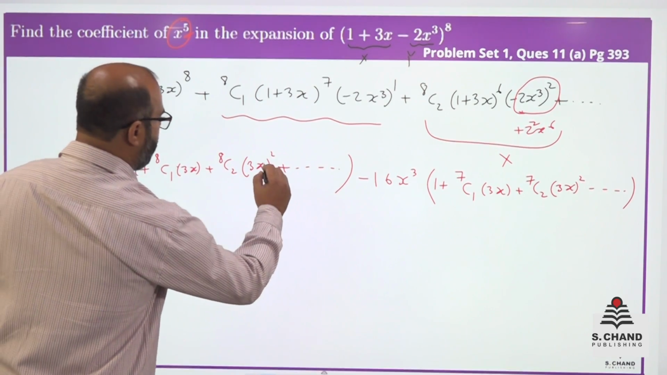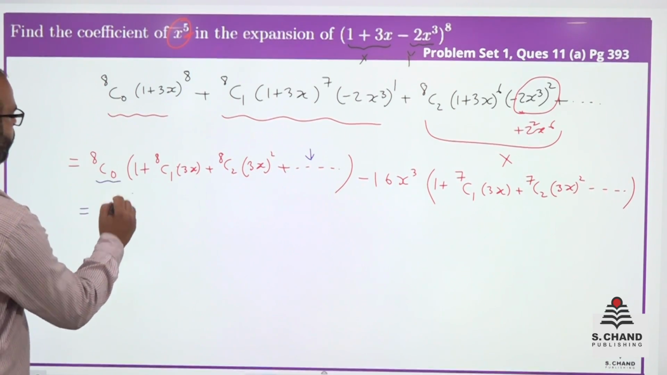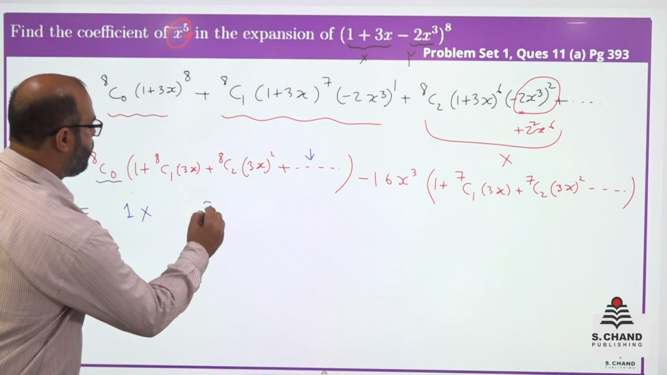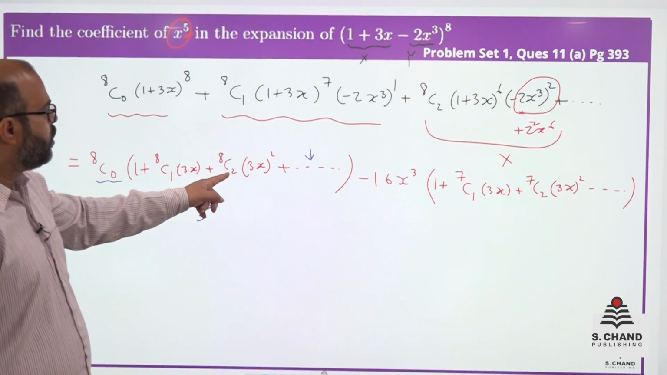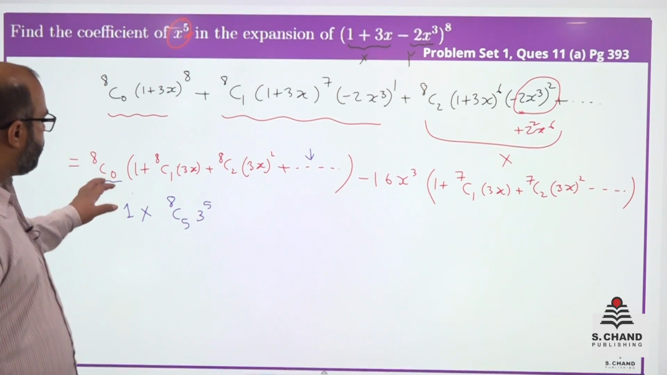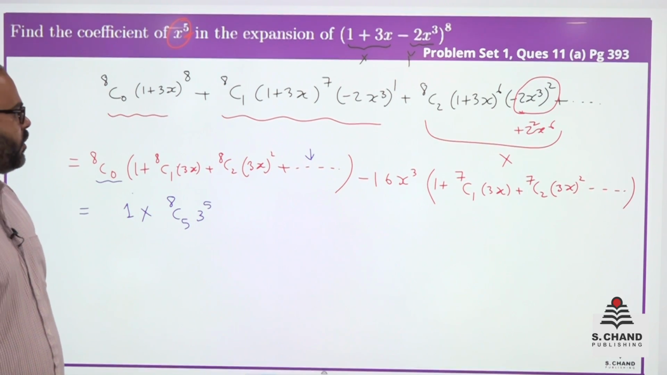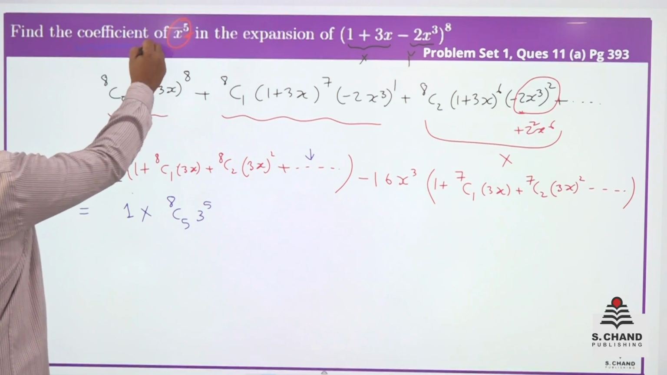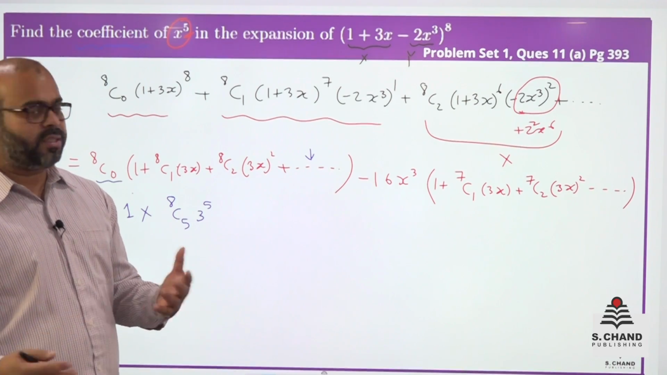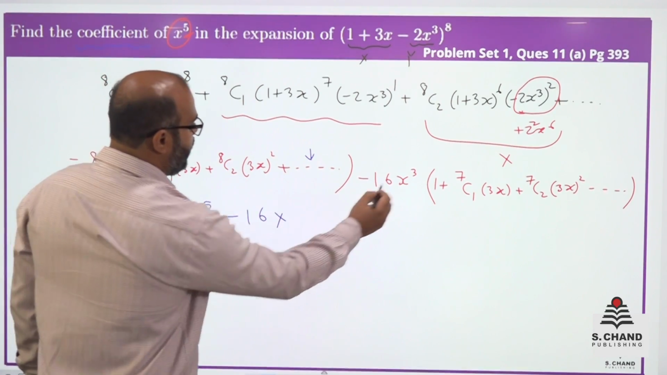So x to the power 5 will come somewhere here, and the term will be, initially it is 8C0 which is 1, and here x to the power 5 will be multiplied with 3 to the power 5, and 8C5 will be the binomial coefficient. So from this particular term, 8C5 into 3 to the power 5 is actually the coefficient of x to the power 5. It is not the binomial coefficient but the coefficient, that means including any other constant also, not only NC0, NC1. So 3 to the power 5 is also included. Minus 16, it is x cube.